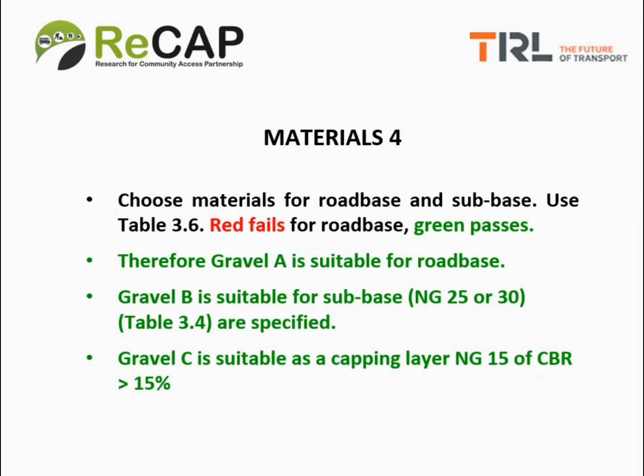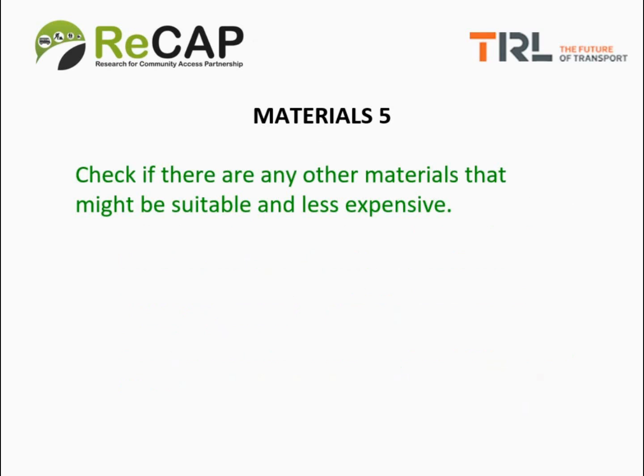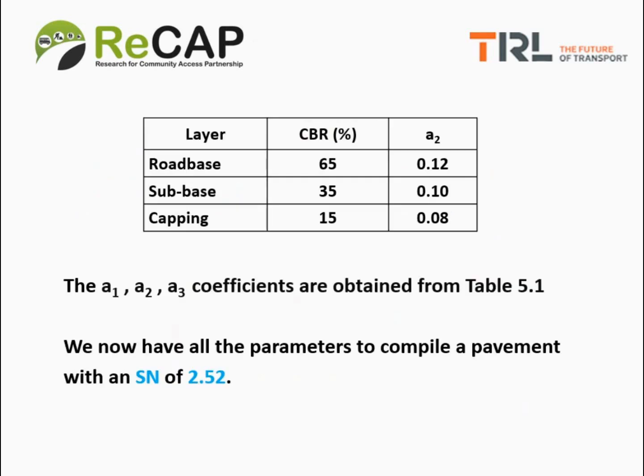So we've now got all the materials that we could possibly use. We know what structural number we need. All we have to do is put these materials together in such a way that they create a pavement of structural number 2.5. Now, before we go on, it's worth checking to see if there are any other materials that might be suitable but less expensive. These are the materials that somebody has come along and said, we've got quarries for these, but it's worth asking around to see if there's anything cheaper. Always worth doing. The local people will know where other materials are available.